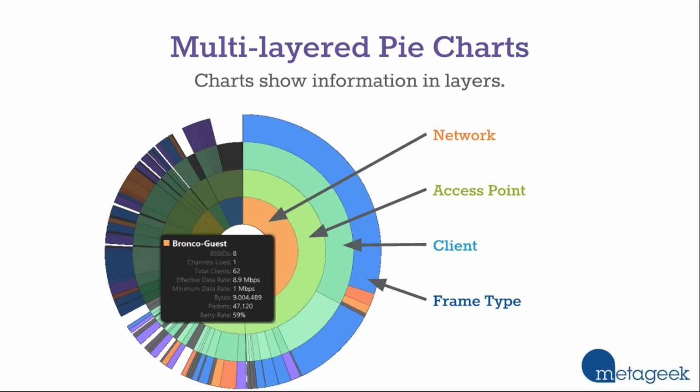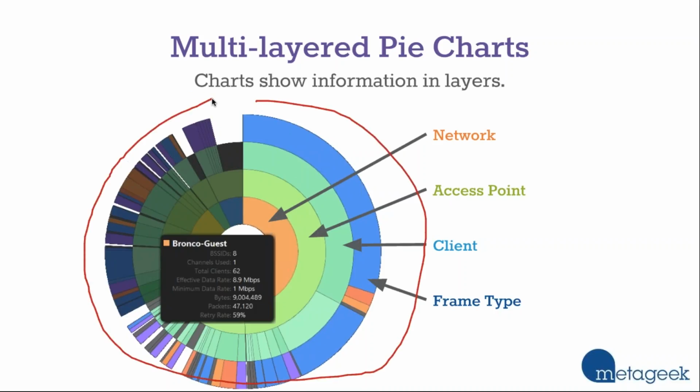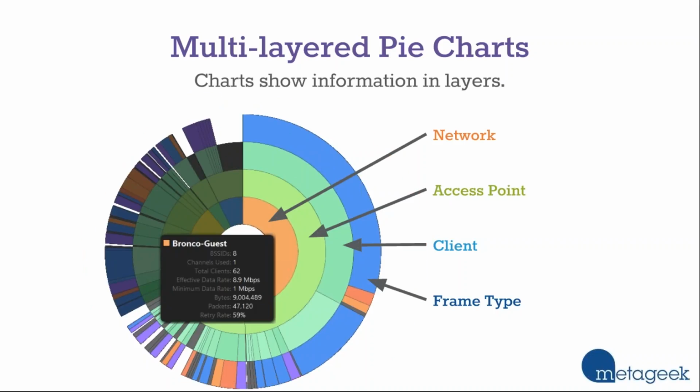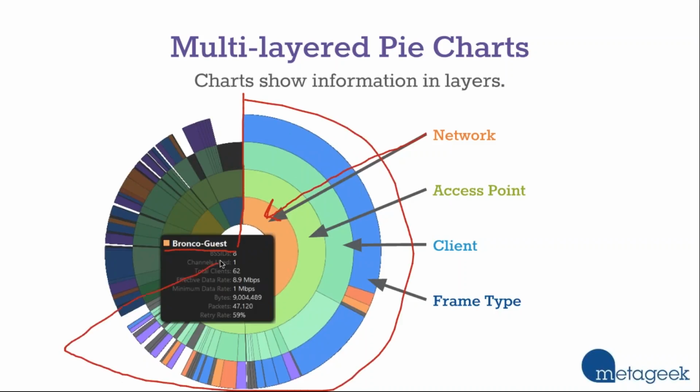So the total pie chart shows us the total amount of time that was used on the channel during the packet capture, how much time was used on that whole channel during that entire packet capture. And so then we can look and see what constituted all that time, right? So the innermost layer is our network. In this case, it's a network called Bronco Guest. That's the name of the network. And we can see that Bronco Guest took up about 2/3 of the total amount of airtime on this channel. So 2/3 of the total amount of airtime was taken up by Bronco Guest.